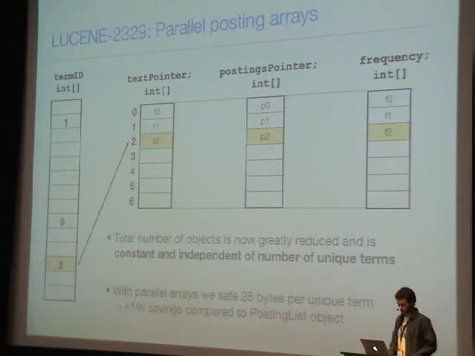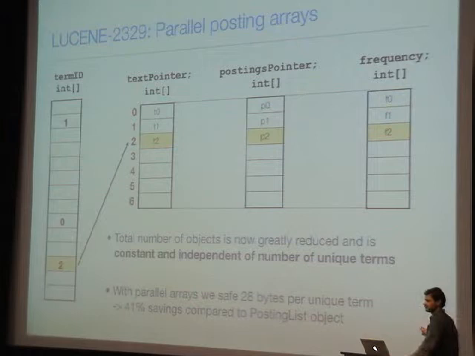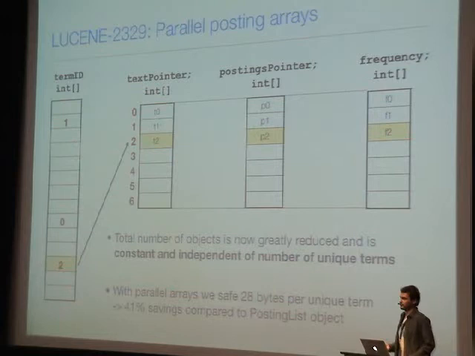Okay. And a nice benefit of this was also that we saved, on average per term, 28 bytes, because this data structure is also more memory efficient, because you save some pointers and object headers and that kind of stuff. And now here are some performance experiments.